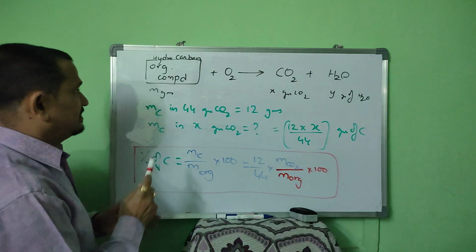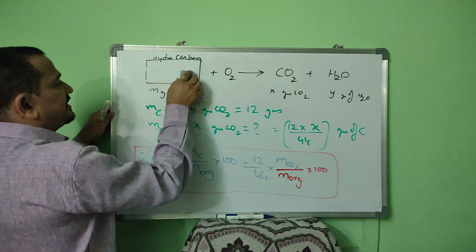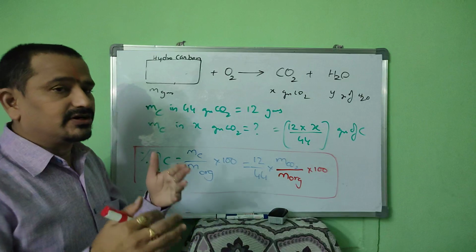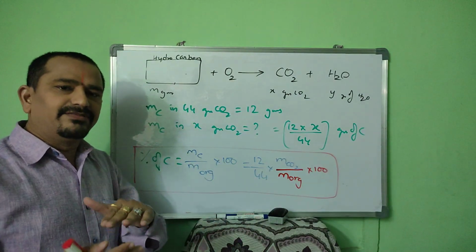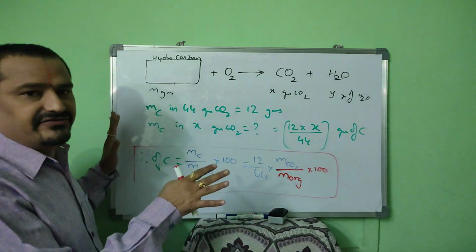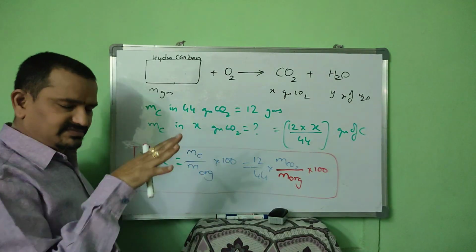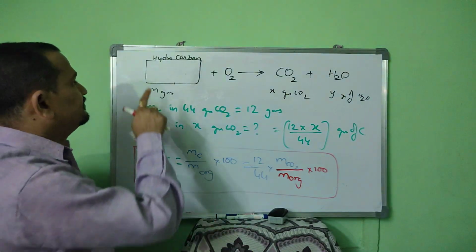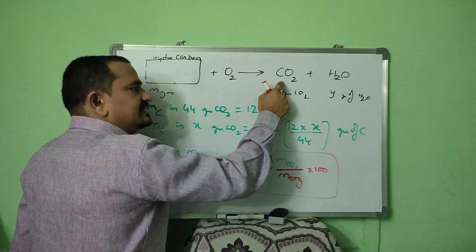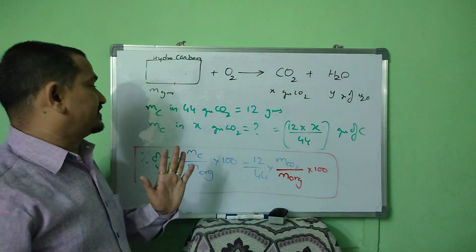Understood? See once again, when some mass of hydrocarbon is given, they will specify whether it is a hydrocarbon or an organic compound. Organic compound means it may be a hydrocarbon or something else containing heteroatoms. For this part of our discussion, I am limiting to hydrocarbon because there is no other atom present. As in the question I am framing: m grams of hydrocarbon on combustion gave x grams of CO2 and y grams of water vapor. This is the question given.